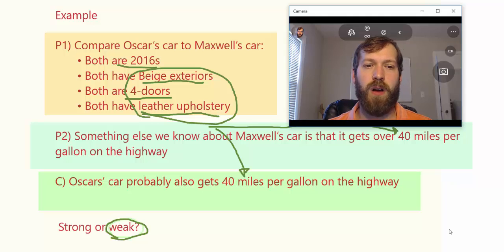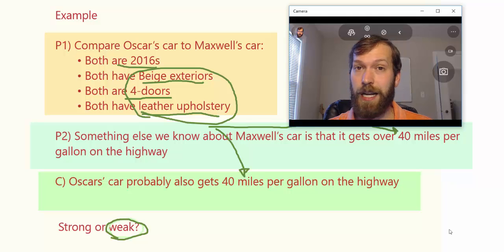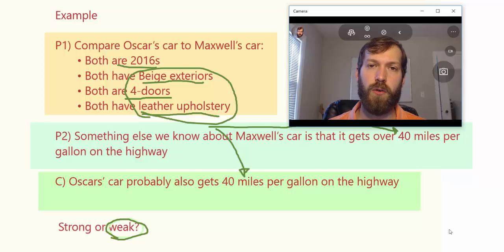Because if Oscar is driving a Suburban or an Expedition, then he's not going to get anywhere near 40 miles per gallon, even though both Oscar's and Maxwell's cars are made in 2016. So all in all, it's a weak argument.